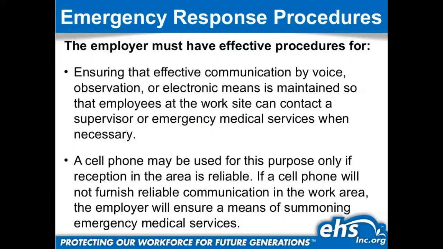The employer must have effective procedures for ensuring that effective communication by voice, observation, or electronic means is maintained so that employees at the work site can contact a supervisor or emergency medical services when necessary. A simple means for people to get in touch with each other is your cell phone. Everyone has one, and more times than not, it's at the ready in their pocket. A cell phone may be used for this purpose only if the reception in the area is reliable. If a cell phone will not furnish reliable communication in the work area, the employer will ensure a means of summoning emergency services. A lot of the time, the guys are working either out in the field or, vice versa, indoors, as we're talking about today.